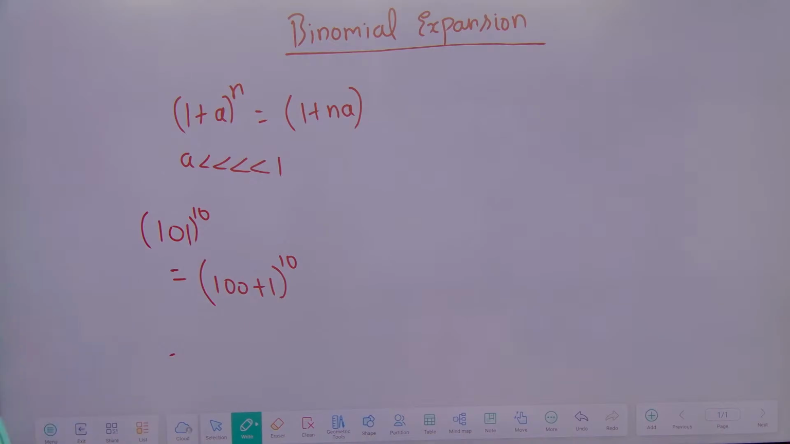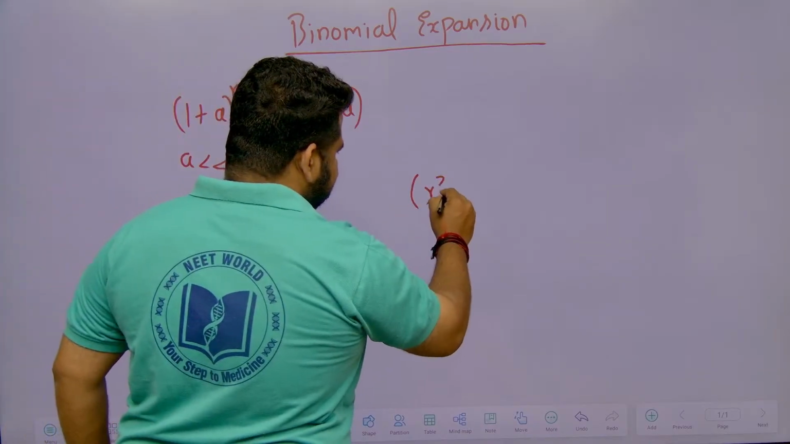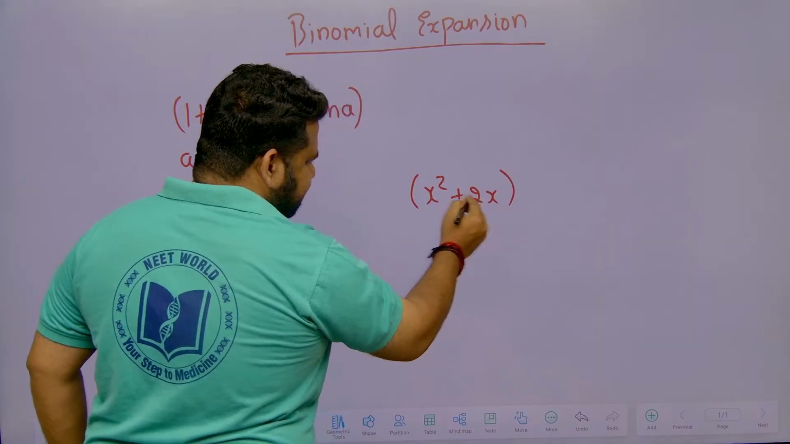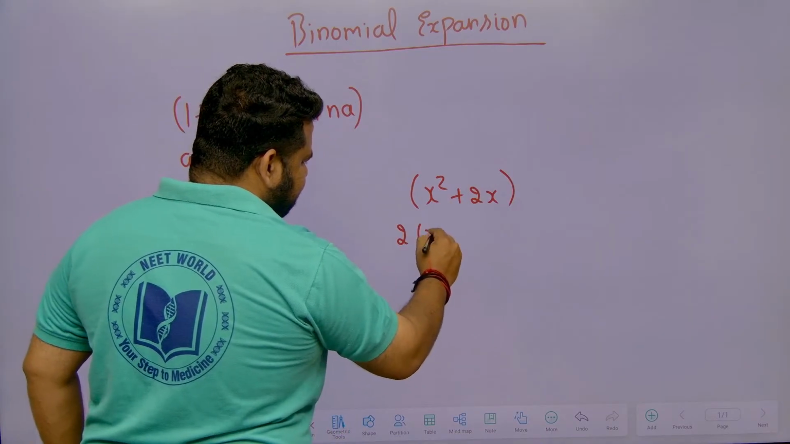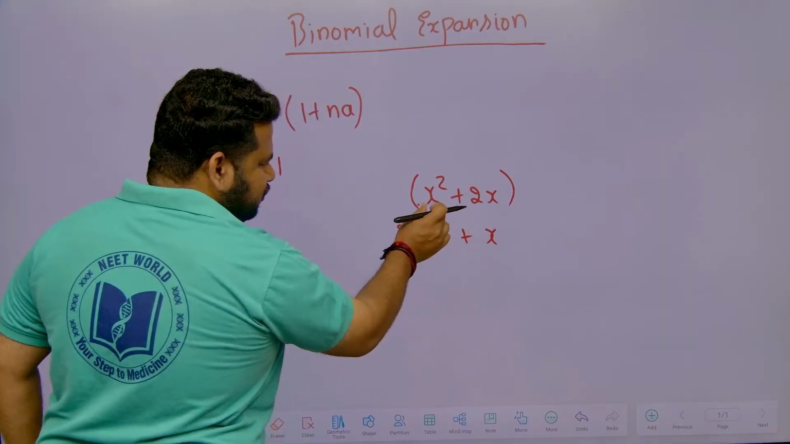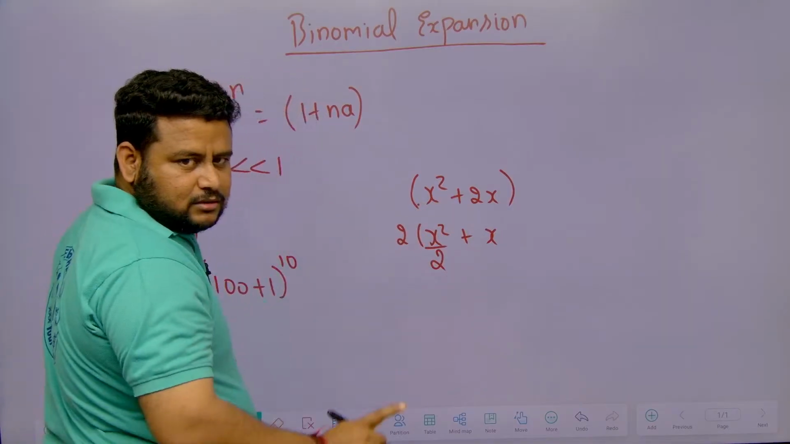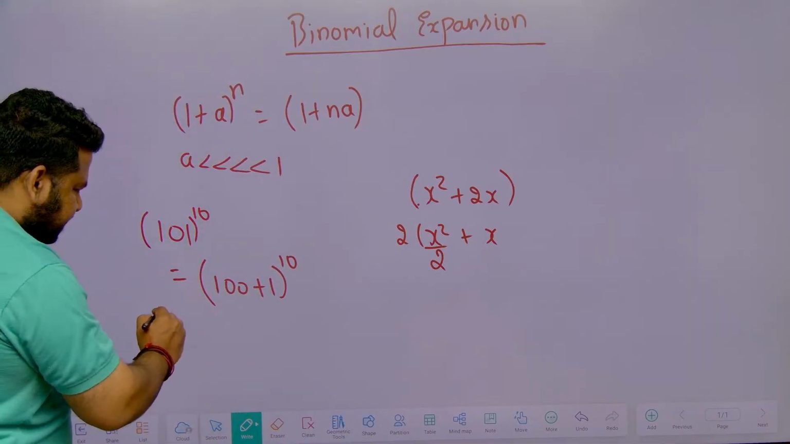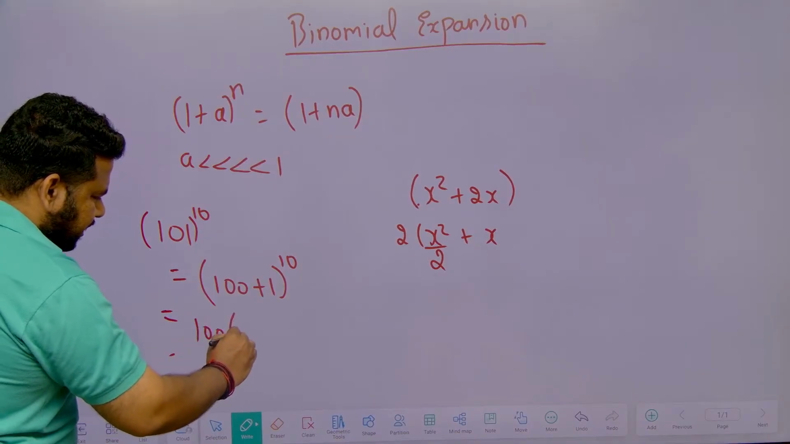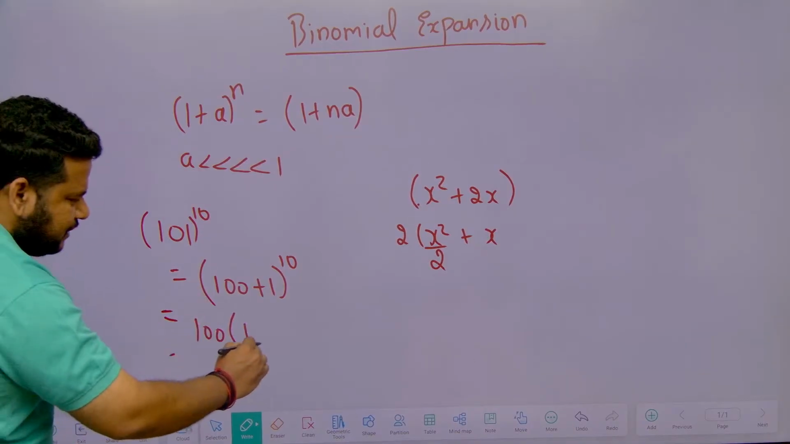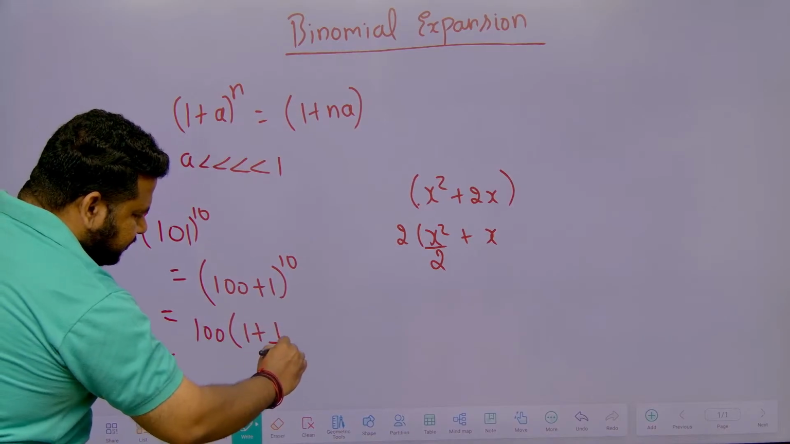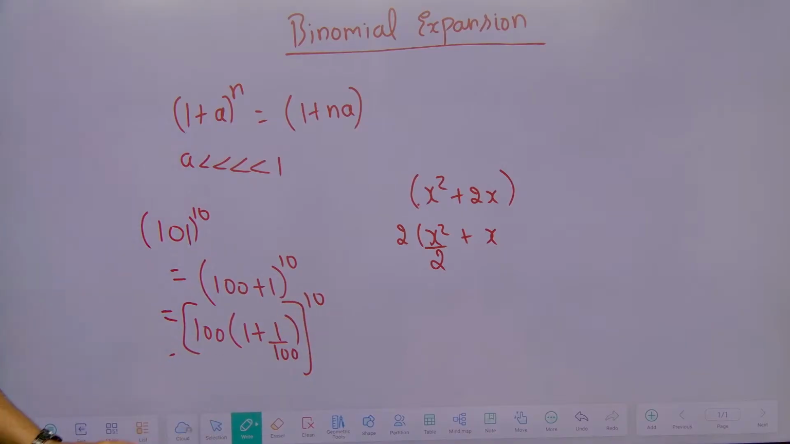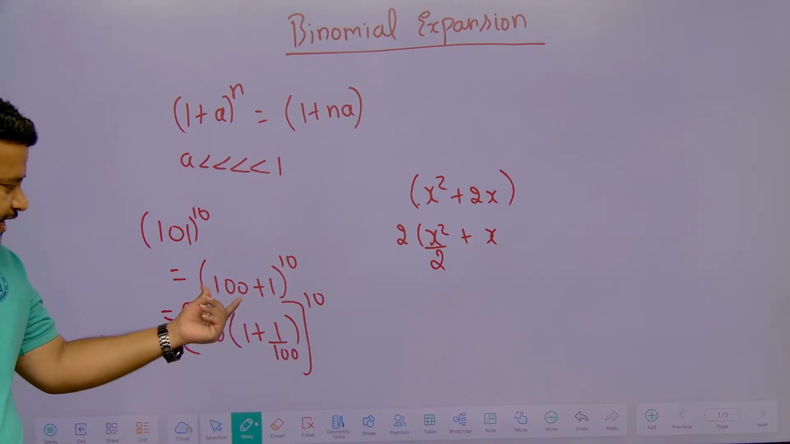Suppose we have x square plus 2x. If I take 2 outside, I will write it as 2x square, but here 2 is not there, so I should divide by 2. Similarly here, if I take 100 outside, this will become 1 plus 1 by 100, this entire thing to the power of 10. See here, 100 plus 1, I have taken 100 outside.